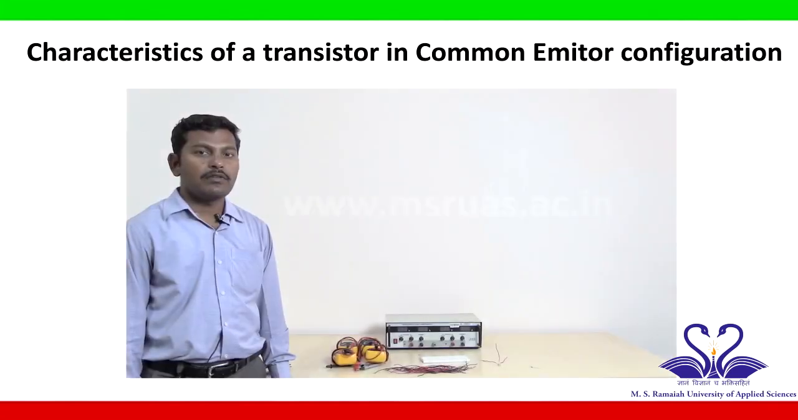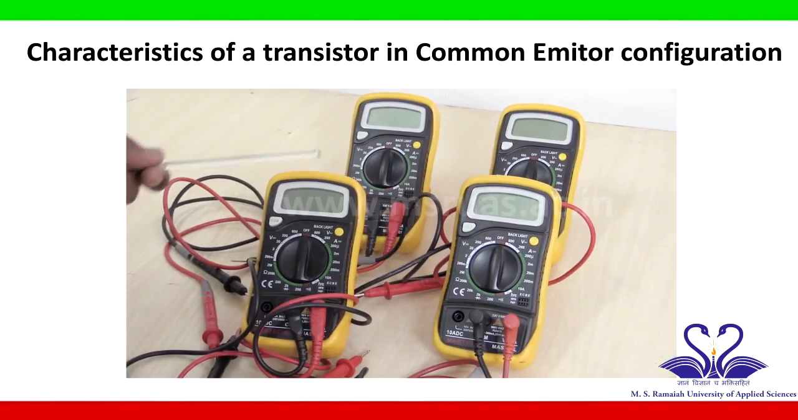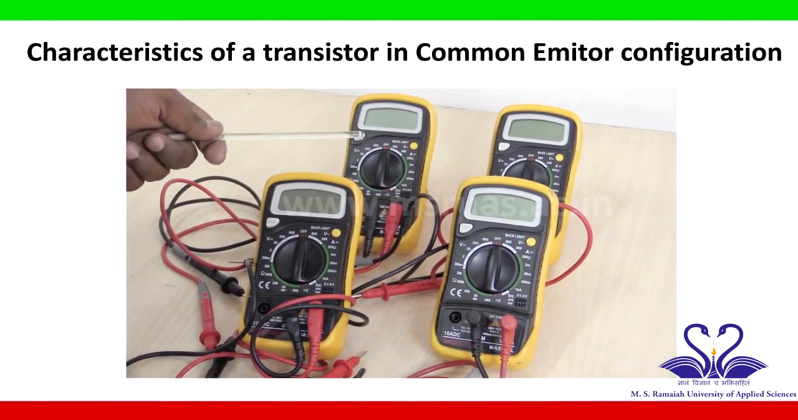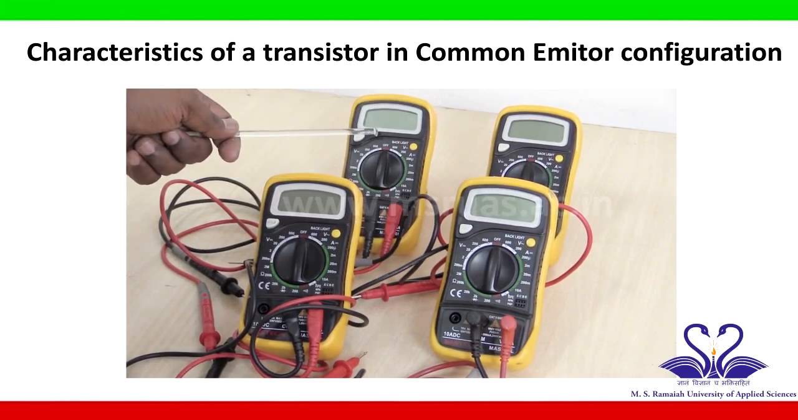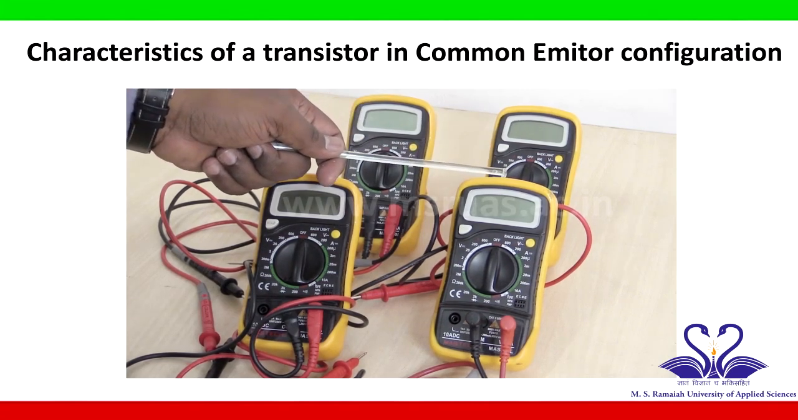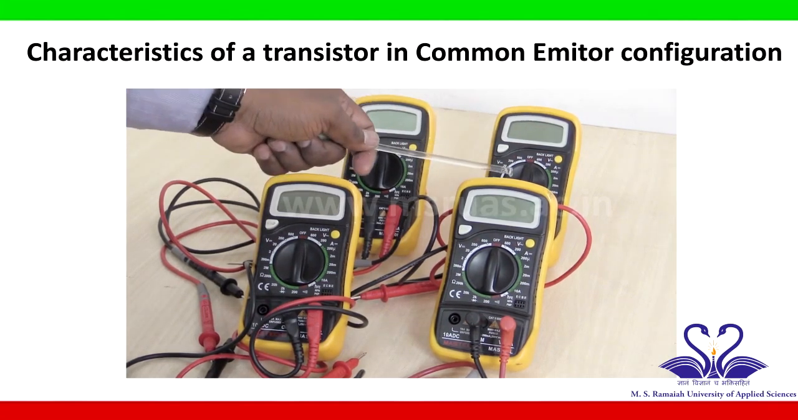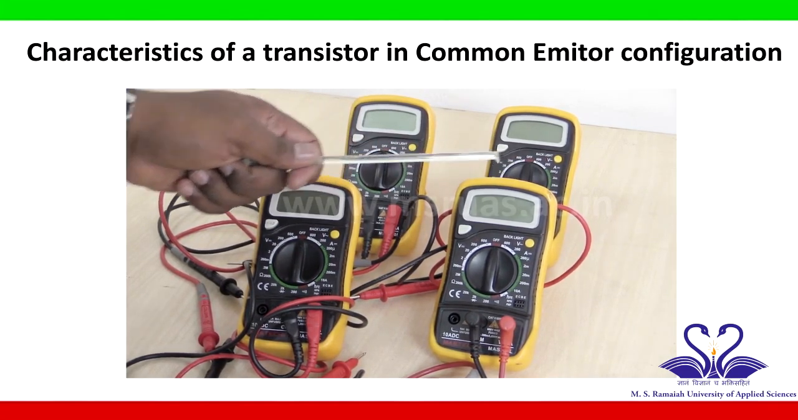Components required for the experiment are 4 multimeters. In this experiment we are using 4 multimeters. Out of 4, 2 multimeters are used as voltmeters. One is for input voltage, one is for output voltage, and another 2 multimeters are used as ammeters. One is on the input side, one is on the output side.